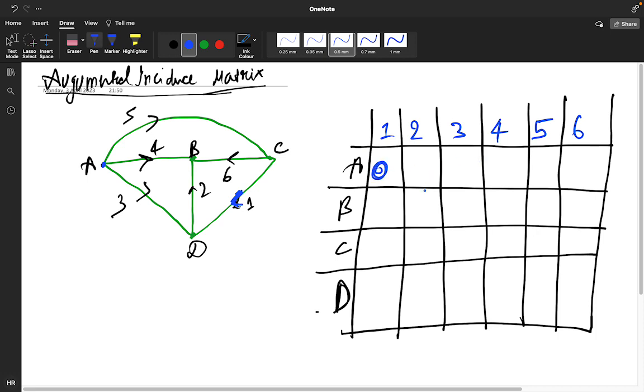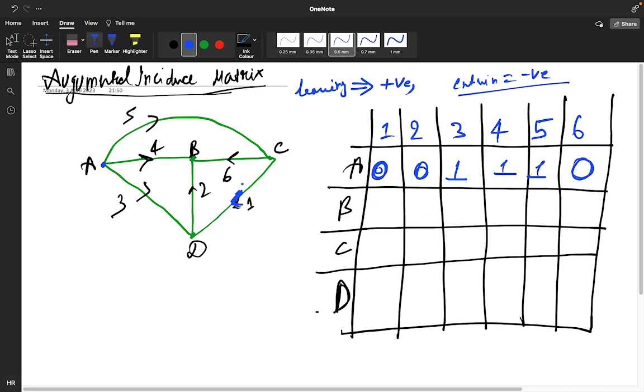2 is coming? It's not coming. Put 0. 3 is going. 3 is leaving. It's up to you whatever you want to consider. If you want to consider it negative, it's also fine. If you want to consider it positive, it's fine. So leaving I am considering as a positive value, and entering I am considering as a negative value. So 3 is leaving, so it's positive. 4 is leaving, so it will be positive. 5th is leaving, so it is positive. 6 is coming? No. 0.